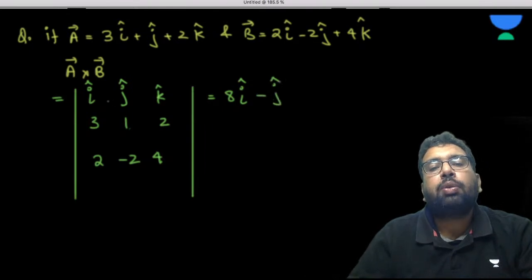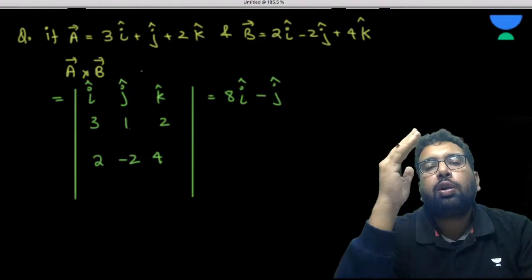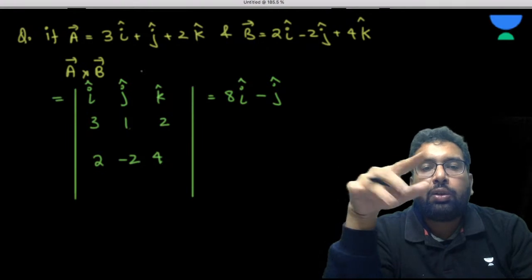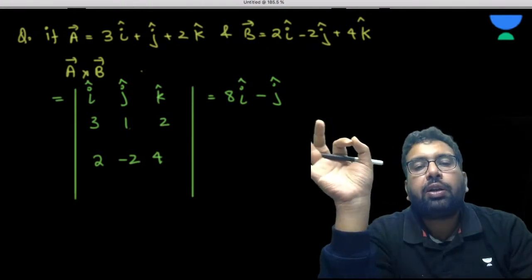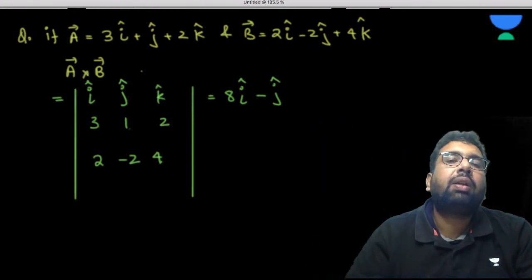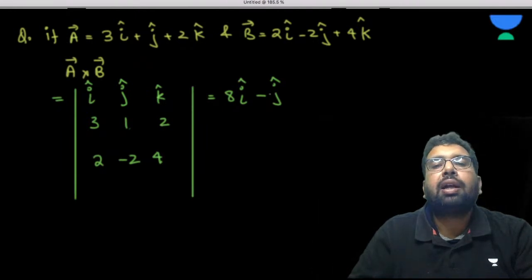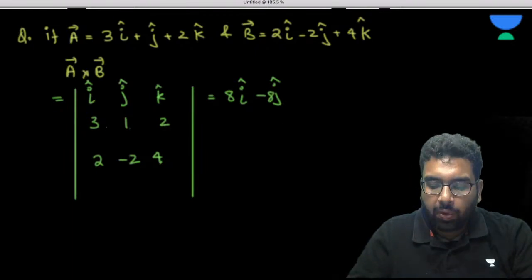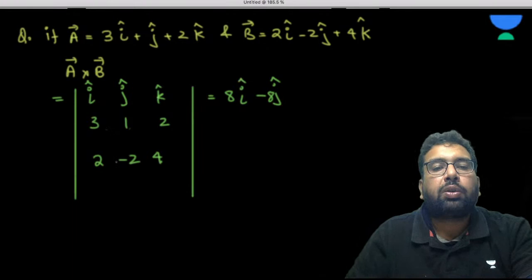So j cap is going to be, now see, you just think in your mind that you are not seeing the column of the j. Okay, so left values are 3, 2, 2, 4. So 3 into 4, it will become 12 minus 4, that is again 8j, right? So we are getting minus 8j. See how I have done it? 3 cross 4, 3 into 4, that is 12, minus 2 into 2, that is 4. So 12 minus 4, that is 8.